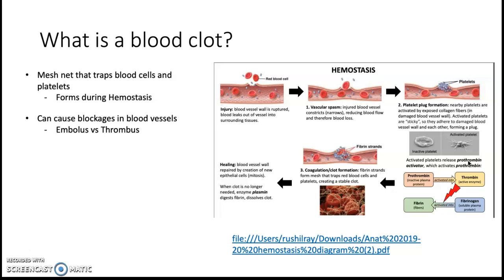Right here you can see the steps of hemostasis, and you notice that a blood clot is right here, and it is formed in step 3 of hemostasis.